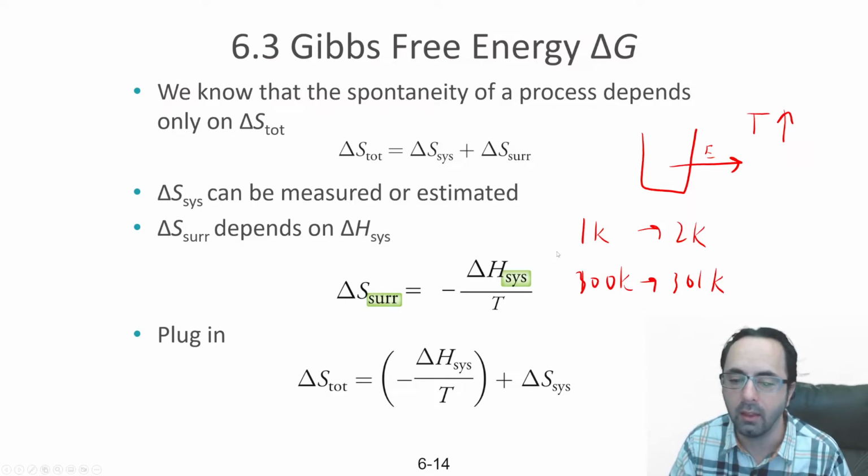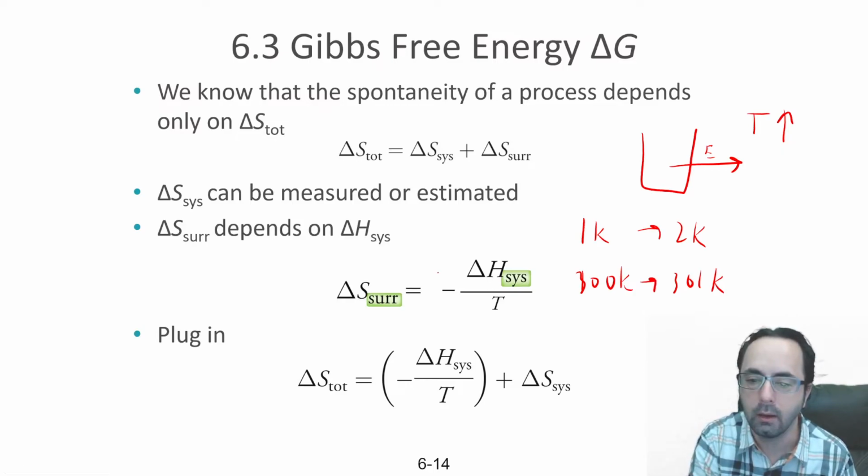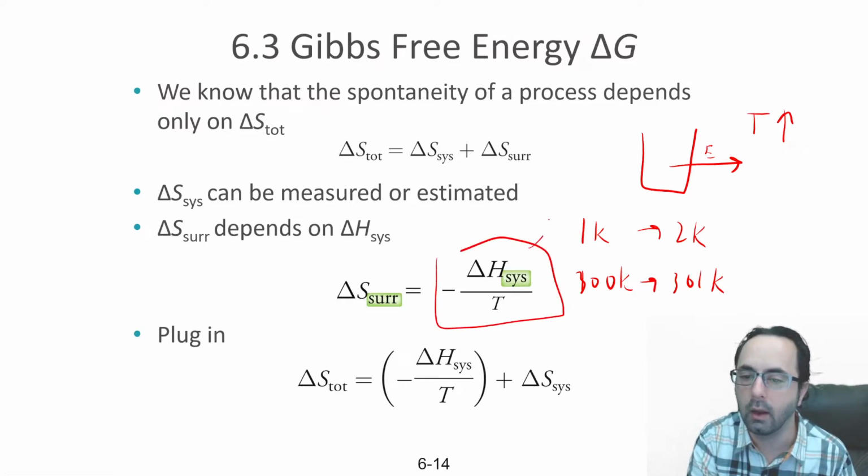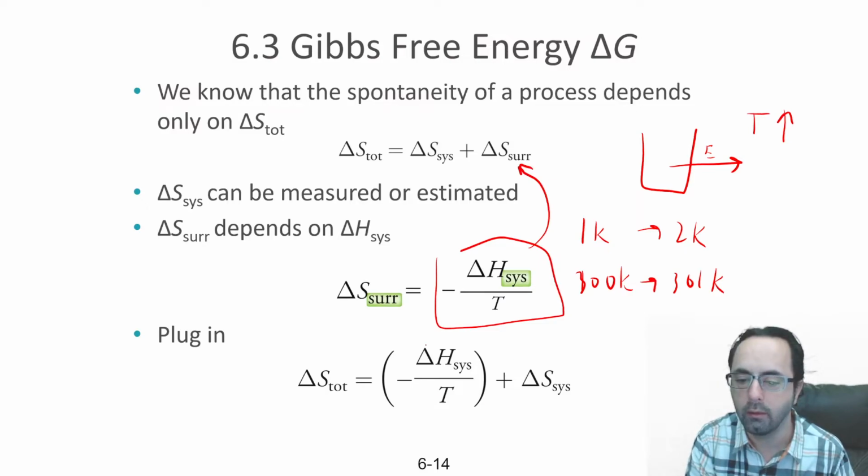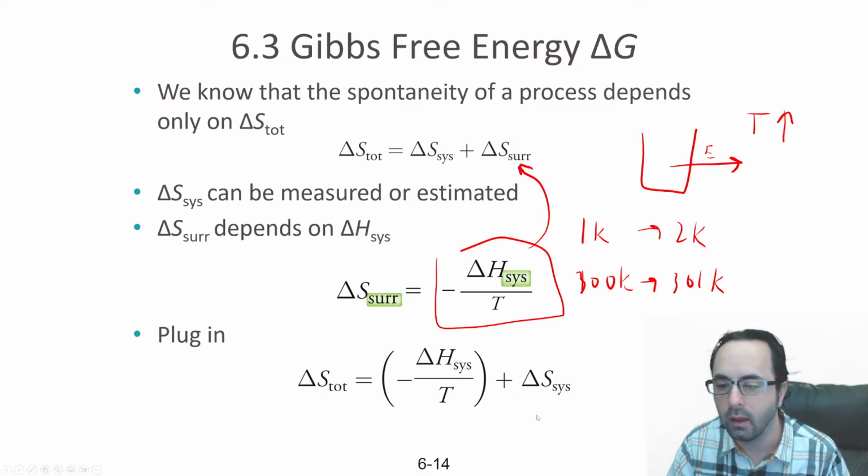So if we take this part and plug it in right here, then we have this delta S system plus this delta S surroundings, which we've replaced with negative delta H system over temperature. That is the delta S total. And again, that's what we want to know, really. The delta S total will tell us if a reaction is spontaneous or not. It all depends on the delta S total, or what's also called the delta S of the universe.